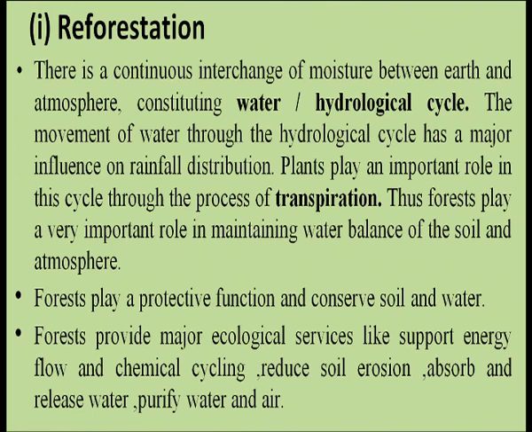The movement of water through the hydrological cycle has a major influence on rainwater distribution. Plants play an important role in this cycle through the process of transpiration. Thus, forests play a very important role in maintaining water balance of the soil and the atmosphere. Forests play a protective function too, and they conserve soil and water.